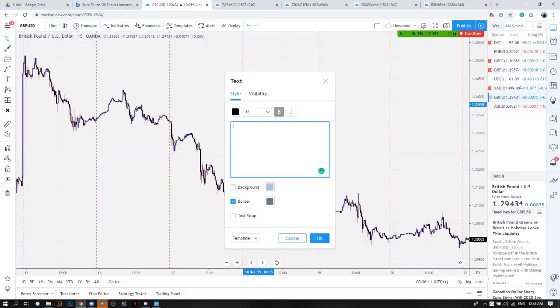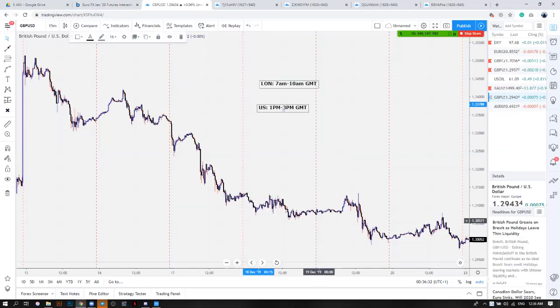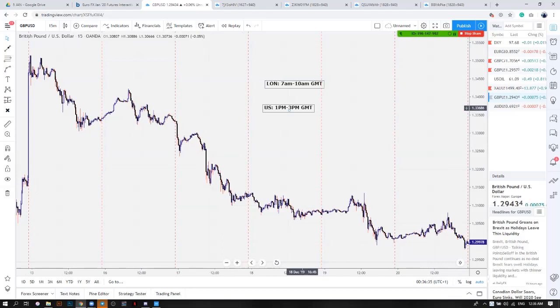Then New York, let's call it US: 1 p.m. to 3 p.m. GMT. US is usually a continuation from London. Just before this time session, if London was bullish, you're going to see the market start going bearish. Once it falls around 1 p.m. to 3 p.m. GMT, the market will create a low for the US session and rally up again.